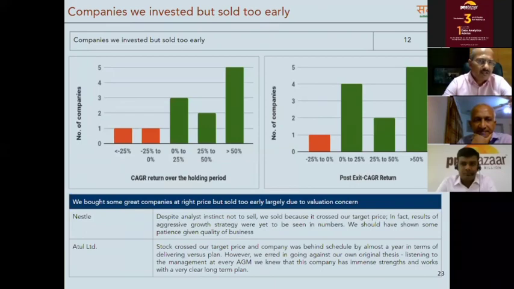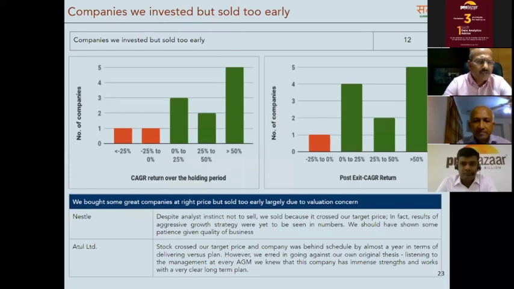We also had our cases of companies where we exited too early. I think this buy-sell framework sometimes ends up pushing us to take decisions on companies which, if we had stuck around, we would have generated much higher returns. One great example is Nestle. We sold primarily on valuation, and since then the stock has doubled. So we also have our share of mistakes.